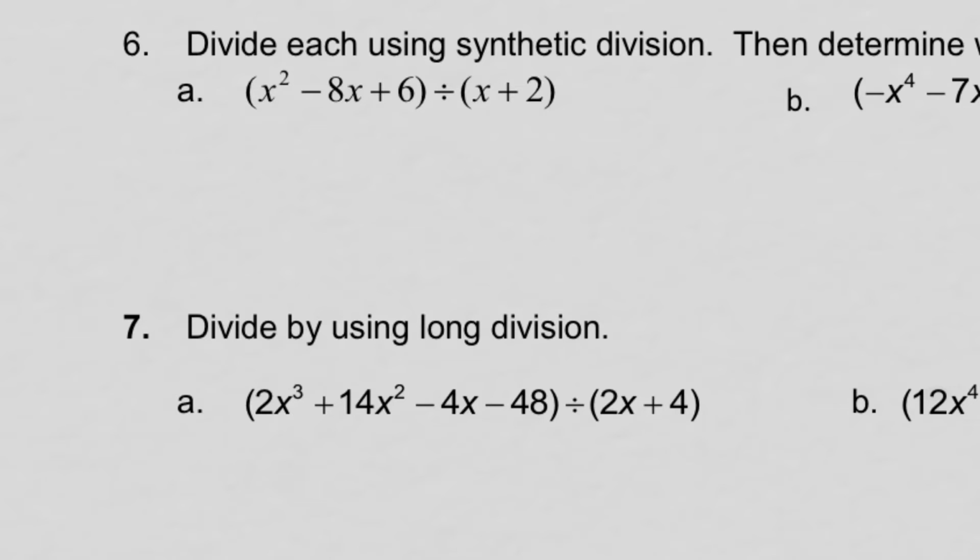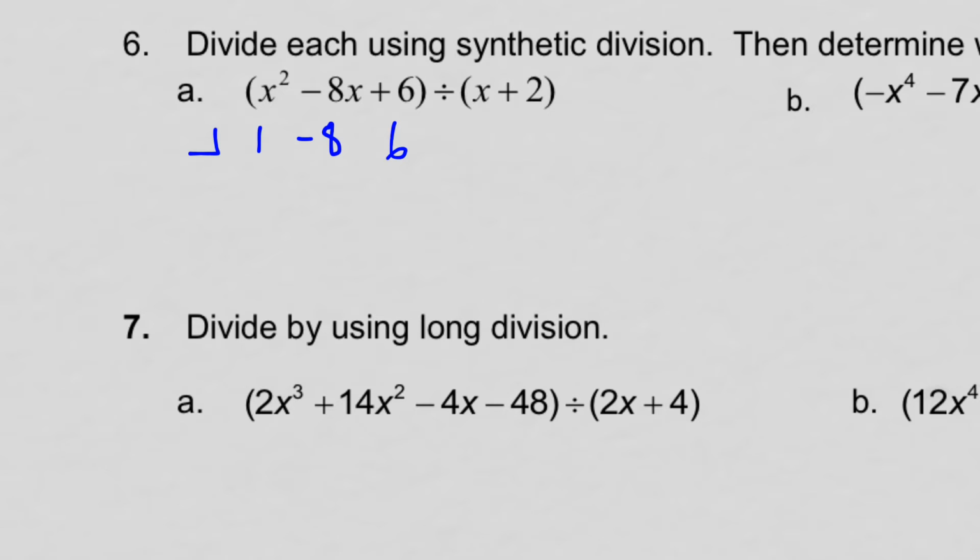Right, number 6, divide each using synthetic division. So let's practice this one a little bit. I'm going to set it up for synthetic division by putting a little box right here. The terms are 1, negative 8, and 6. Always make sure you check for any missing terms, which means that you would place a 0 there. This one's not missing anything. So you're going to write 1, negative 8, 6.